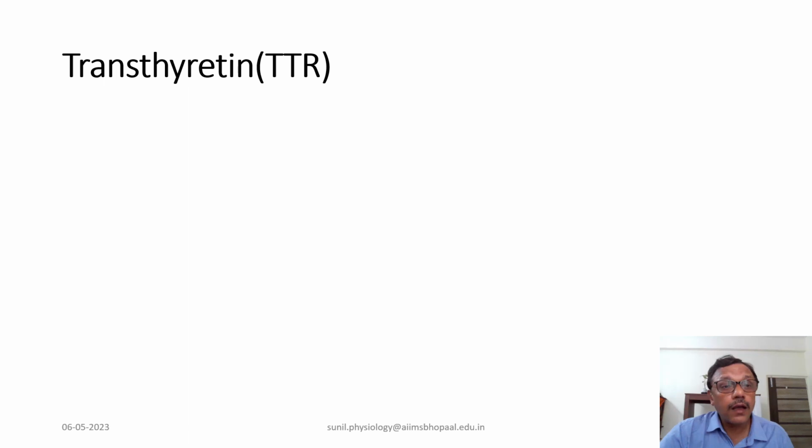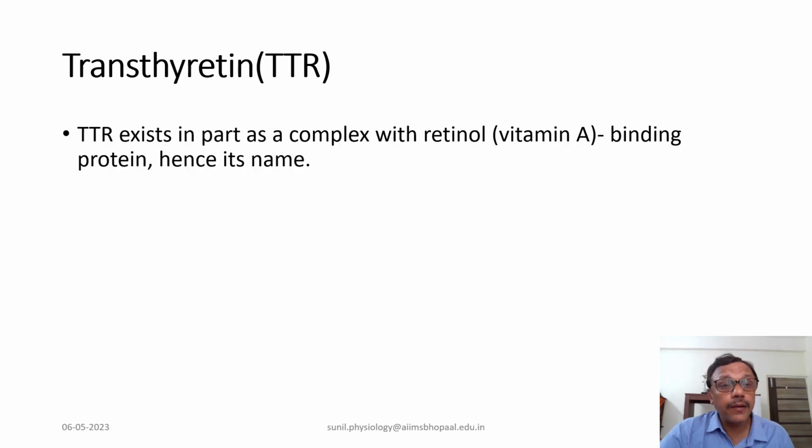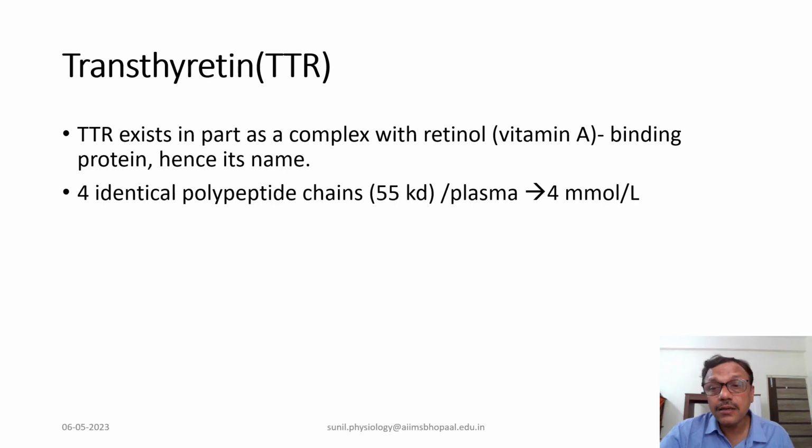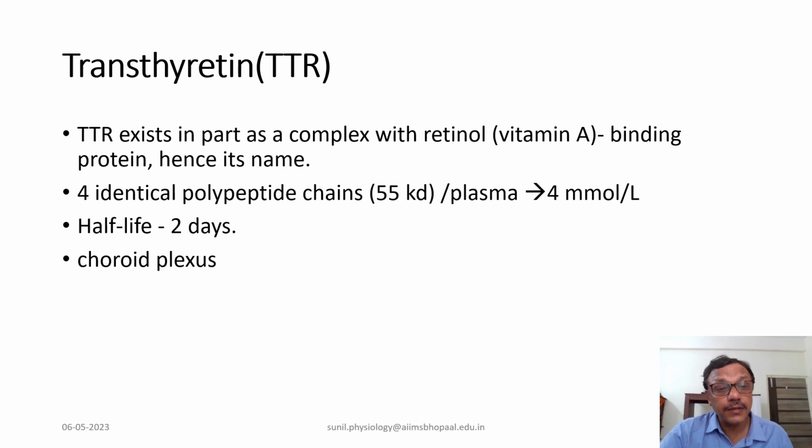Now this is another protein. It exists in the plasma as a complex with retinol binding protein, hence the name. It has 4 identical polypeptide chains. The molecular weight is again 55 kilodalton, and the amount present in the plasma is 4 micromole per liter. The half-life is 2 days, and it is present in the choroid plexus, and a major portion of this TTR is being produced there.